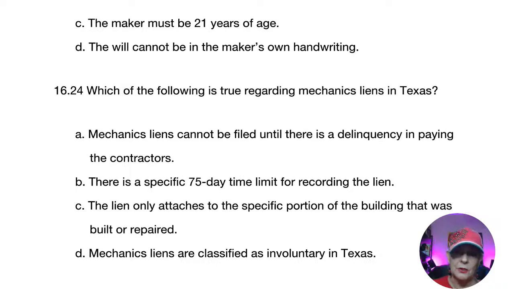So a contractor, electrician, plumber, builder that are contractors and did work for an owner, they'll inform them that if I don't get paid, I'm going to file a lien. And they have a specific 75-day time limit for recording that lien against that property.